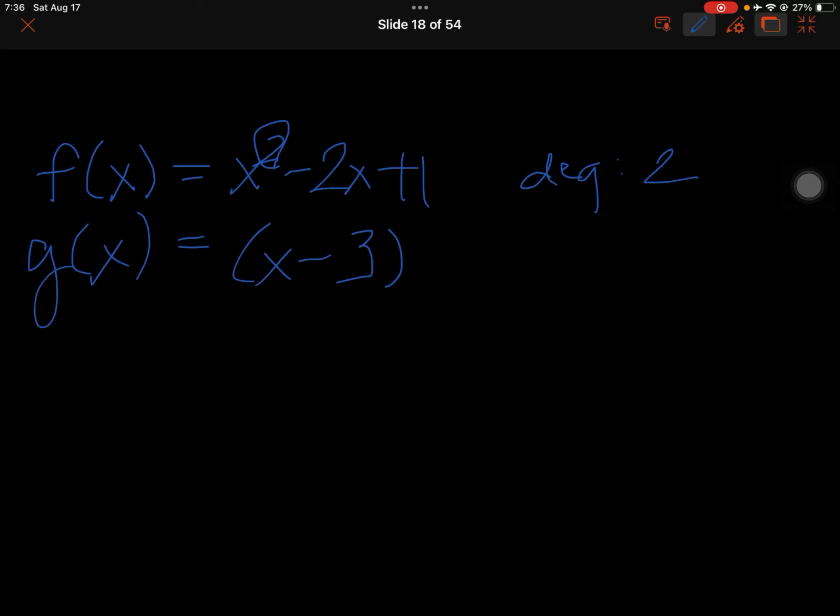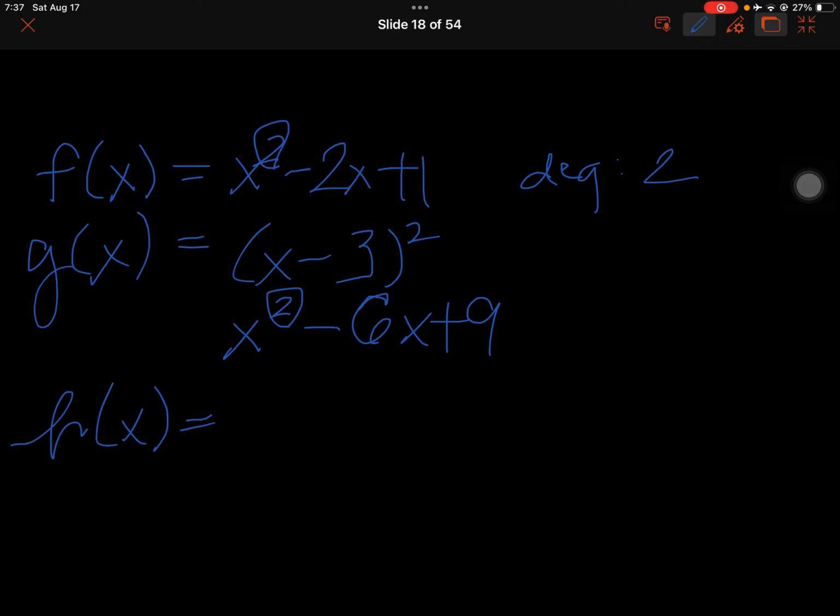Another example is x minus 3 squared. Why? Because if we expand this, it's x squared minus 6x plus 9, which is a quadratic function because it has a degree 2. Another example, h of x is equal to x minus x squared. Again, although the x squared has a negative coefficient, we are concerned with the degree of the function, and the degree of this function is 2, meaning this is considered as a quadratic function.